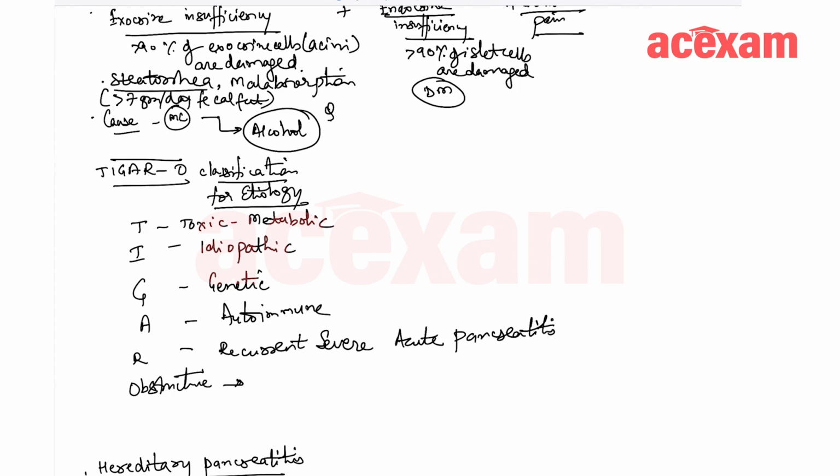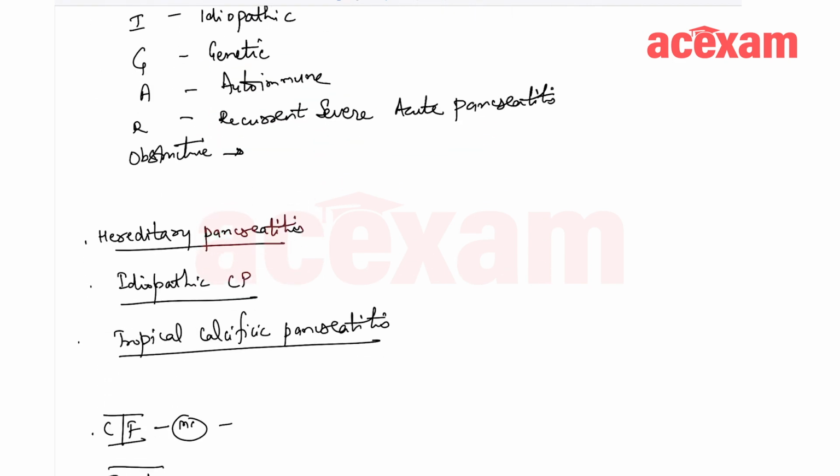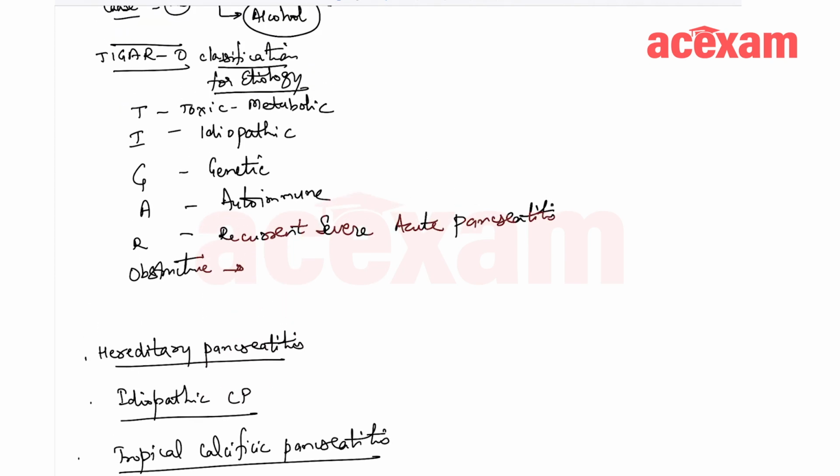Then there can be recurrent severe acute pancreatitis, which can lead to pancreatic duct obstruction and can lead to pancreatitis. There can be obstructive causes, due to any stone in the pancreatic duct, or due to any mass which leads to obstruction and which leads to chronic pancreatitis.